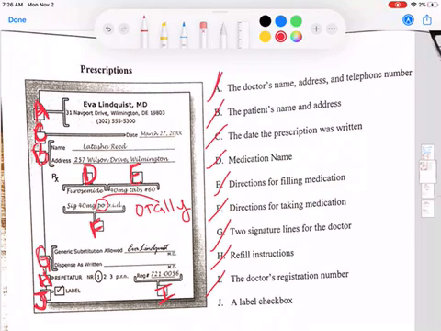Okay, let me know if you have any questions on any of these labels. And if you're all set, go ahead and go on to the next page and practice identifying all these different parts and pieces.